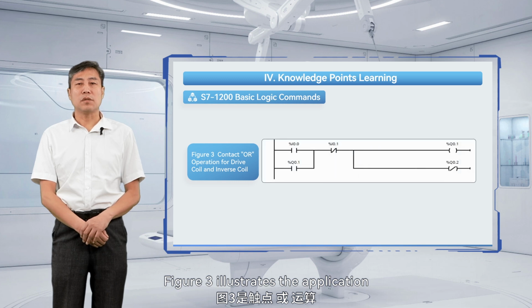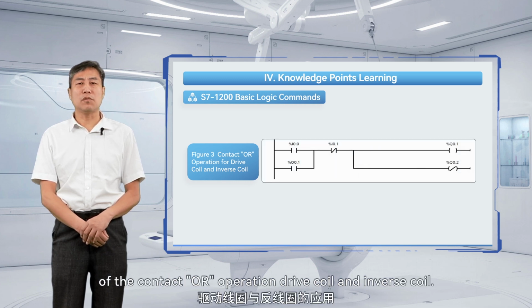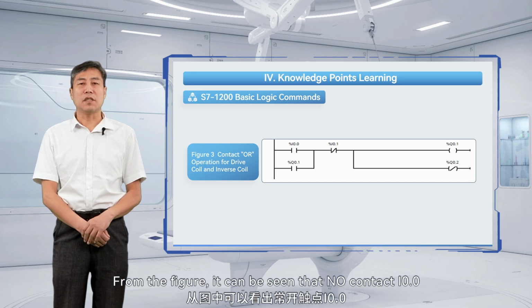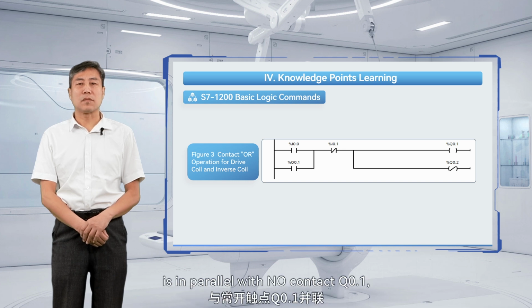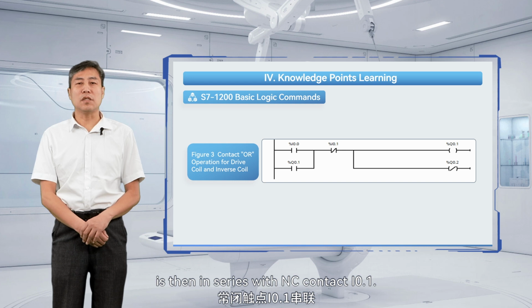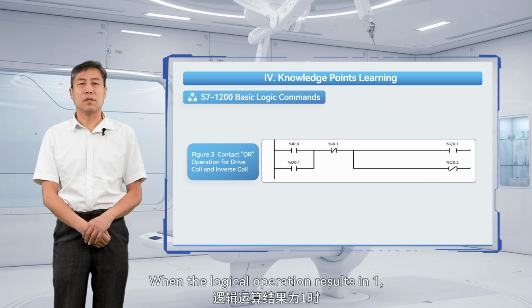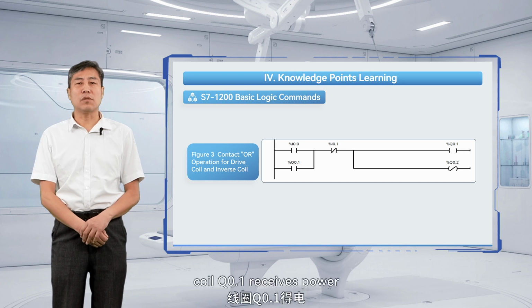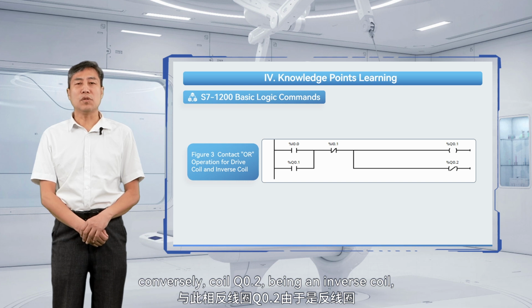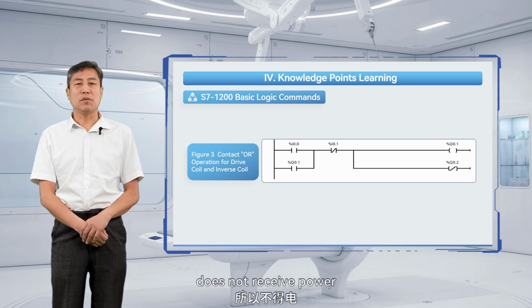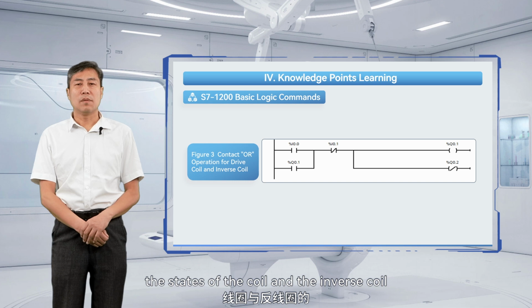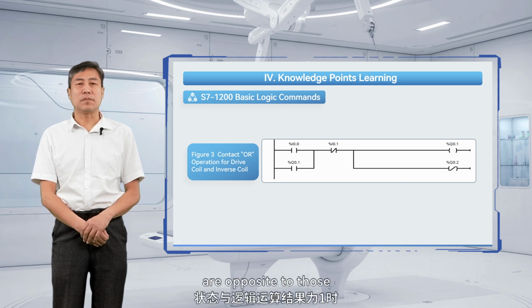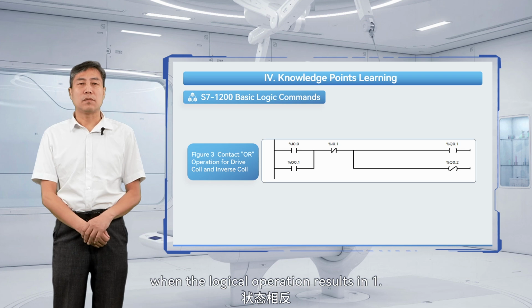Figure 3 illustrates the application of the contact OR operation driving a coil and an inverted coil. From the figure, it can be seen that NO contact I0.0 is in parallel with NO contact Q0.1, and this combination is then in series with NC contact I0.1. When the logical operation results in 1, coil Q0.1 receives power and is in the state of 1. Conversely, coil Q0.2, being an inverted coil, does not receive power and is in the state of 0. When the logical operation results in 0, the states of the coil and the inverted coil are opposite to those when the logical operation results in 1.